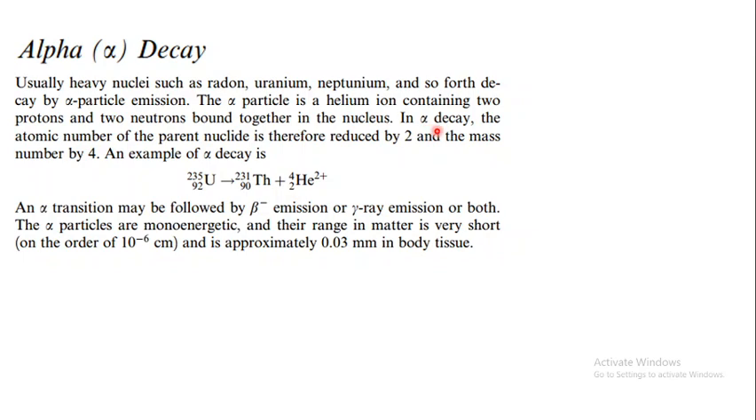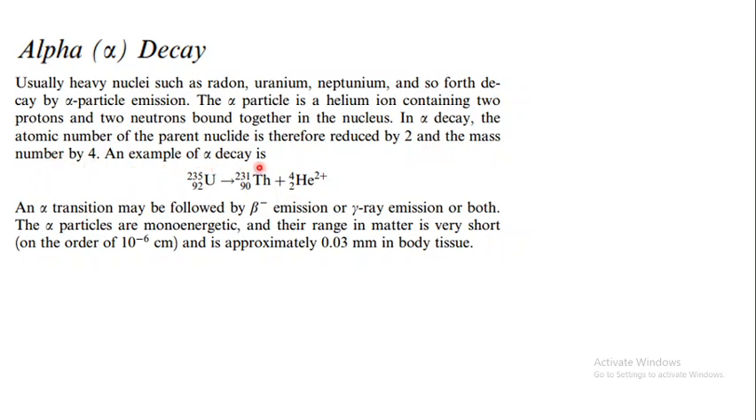In alpha decay, the atomic number of the parent nuclide is therefore reduced by 2. Yes. So the alpha particle is emitted from a heavy nucleus with the emission of two protons and two neutrons. So it means there is a reduction of two protons in the nucleus of the parent element, so there is a reduction of two in atomic number. And similarly, with two protons and two neutrons removed from the parent nucleus, the mass number is reduced by 4 nucleons.